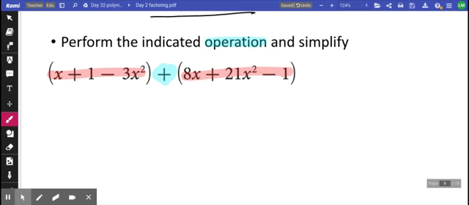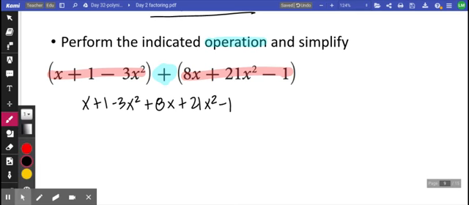When you're adding, I just drop the parentheses and I just go x plus 1 minus 3x squared plus 8x plus 21x squared minus 1. At this point, again, no multiplication, we're just adding and combining like terms. So you can rewrite this in any order that you want. I'm just going to leave it in this order, and I'm going to just scoop up like terms.